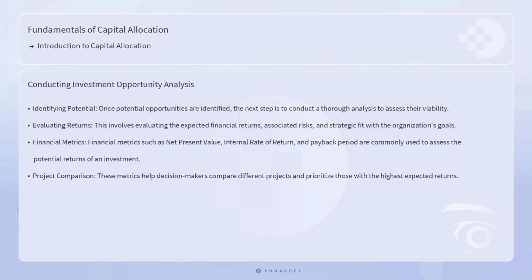Once potential opportunities are identified, the next step is to conduct a thorough analysis to assess their viability. This involves evaluating the expected financial returns, associated risks, and strategic fit with the organization's goals. Financial metrics such as net present value, internal rate of return, and payback period are commonly used to assess the potential returns of an investment. These metrics help decision-makers compare different projects and prioritize those with the highest expected returns.